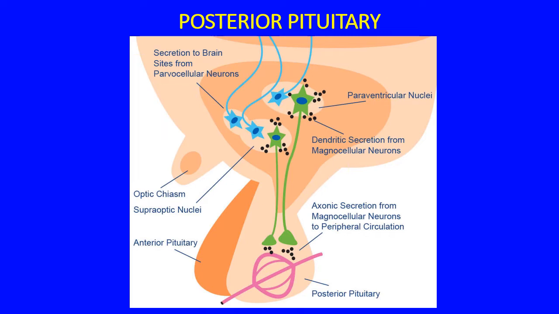These are dendritic secretions from the magnocellular neurons. These are magnocellular neurons as well, so they're in both areas. They have long axons, travel down through the infundibulum, and they terminate in the posterior pituitary. When you have axonic secretion of these neuropeptides, it is going to enter into the peripheral circulation right here.